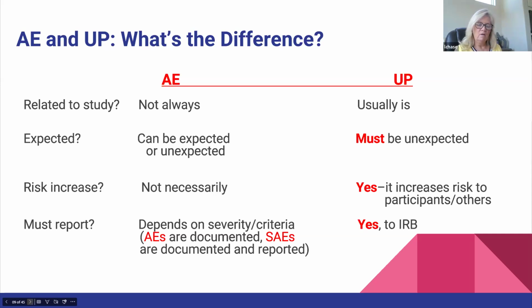And an AE depends on the severity and the criteria. So AEs are documented, SAEs are documented and they're also reported, and a UP must always be reported.